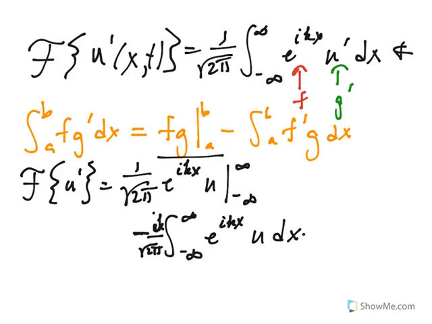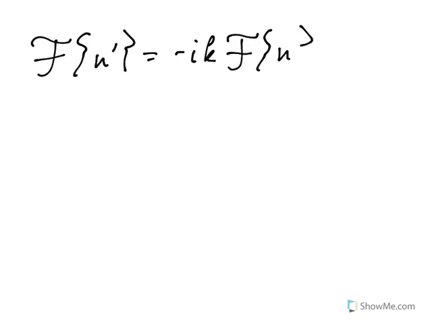Now, we can simplify both terms here. The first term, we're going to assume goes to 0 because we want u, our physical quantity, to disappear at infinity because we just assume it's bounded. So we neglect that term. The second term, this should be calling out to you, it's just the Fourier transform of u. So we have the Fourier transform of u prime is just minus ik times the Fourier transform of u. Let's write that down. The Fourier transform of u prime equals minus ik times the Fourier transform of u.